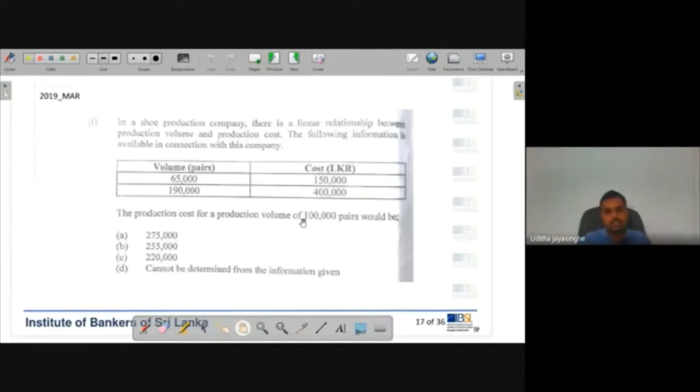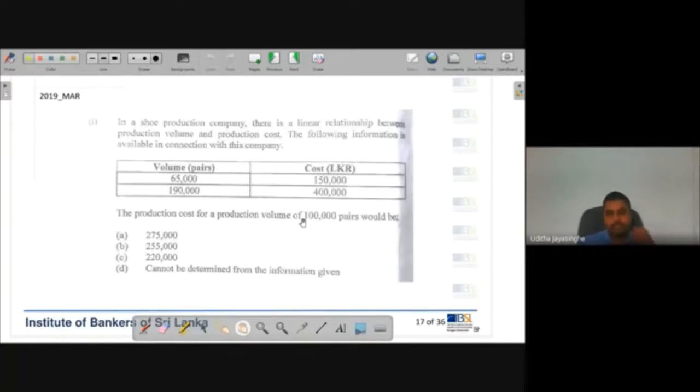Right. In a shoe production company, so this is a compulsory question, and this is the first question of your exam paper. In a shoe production company, there is a linear relationship between production volume and production cost. Okay, linear relationship. The following information is available in connection with the company.